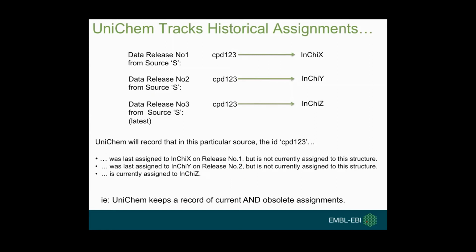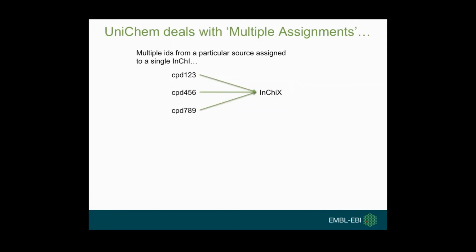Suppose we have a data source S, which releases data once a month, and within that data set, compound 123, over the course of 3 months, changes the structure to which it's assigned to, InChI X, InChI Y, InChI Z. Those three green lines that you see there are, in essence, separate records in the cross-references table. The first two will currently have an assignment of 0, and the last one will have an assignment of 1. So in this way, UniChem keeps a record of current and obsolete assignments.